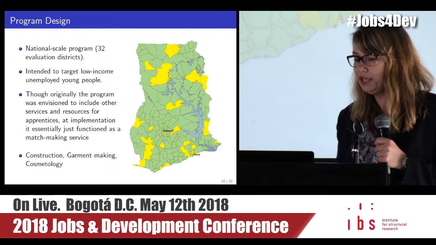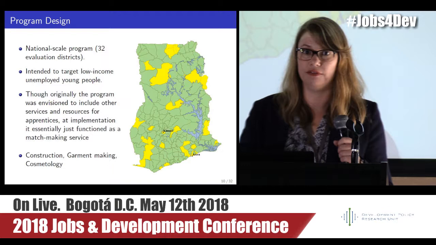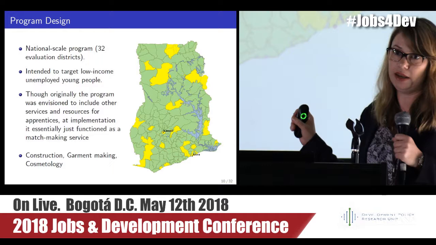There's three main trade groups: construction, garment making, and cosmetology. So we're going to think of those as underserved categories. There's gender segregation across these. So garment making is both men and women, although heavily women. Cosmetology is almost exclusively men.